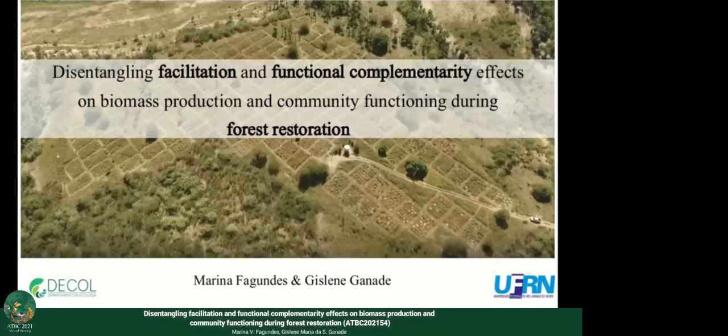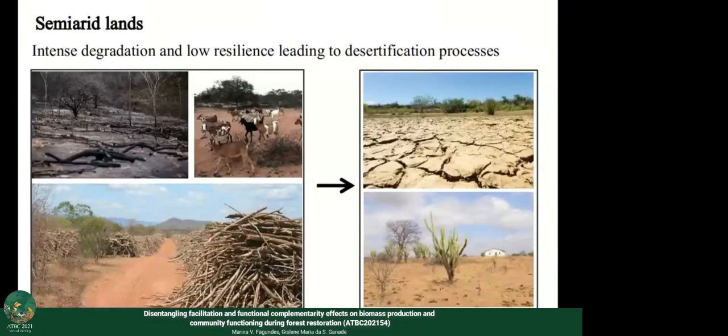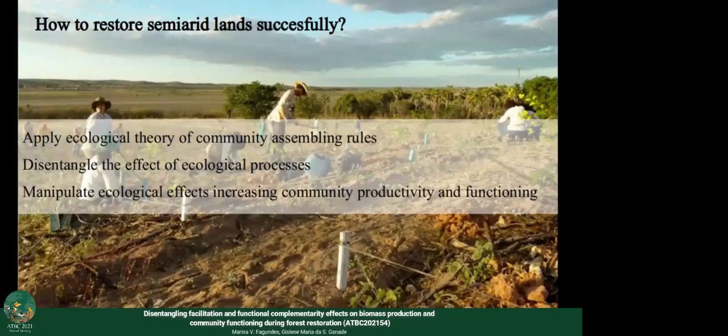Disentangling facilitation and functional complementarity effects on biomass production and community functioning during forest restoration. So in the present days, we know that several semi-arid lands are under severe anthropic pressure. And such devastation, combined with the global changes, can lead to desertification process. So in order to restore these semi-arid lands effectively, we have to use our theoretical knowledge related to ecological processes that structure the community. And we have to be able to disentangle these multiple effects and apply them in order to increase community productivity and functioning.